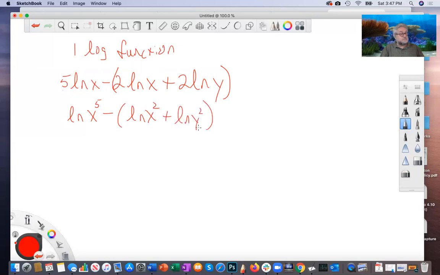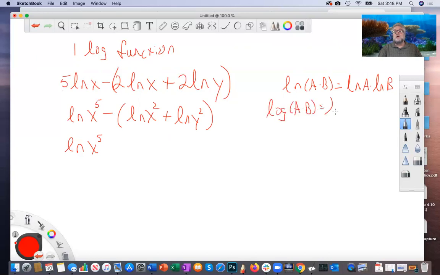Right? And what's the rule when we're adding logarithms like this? What was the product rule? It said that if you had ln of a times b, you could write it as ln a times ln of b, right? And the same thing, log of a times b, you could write as log a.